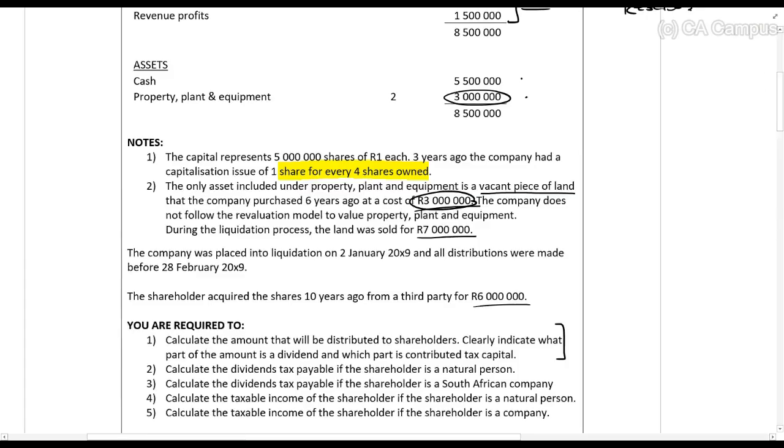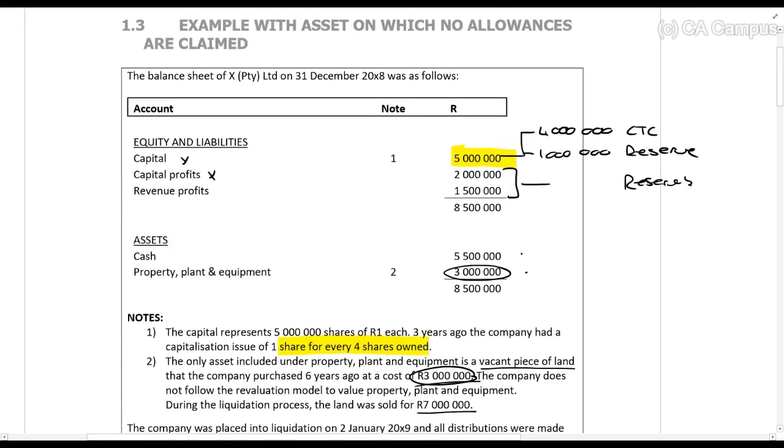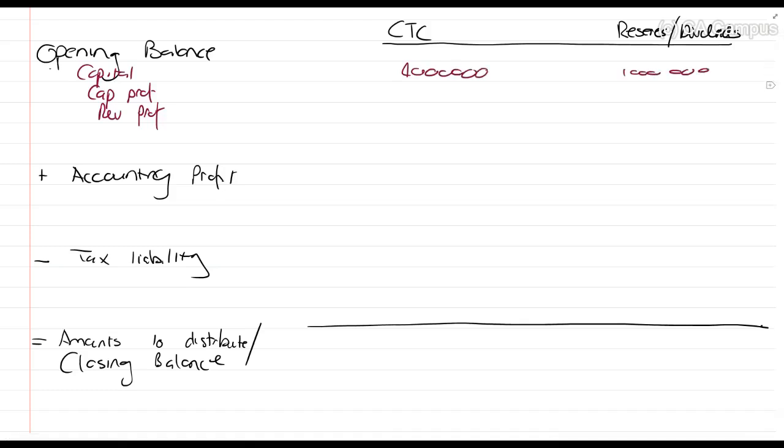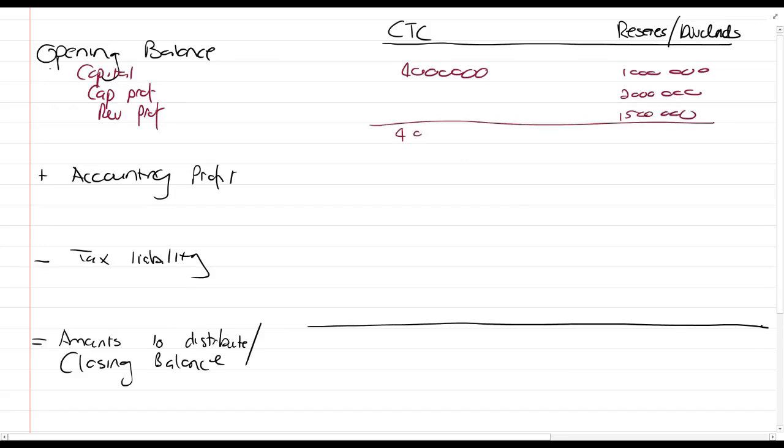Now guys, I'm going to just do it very quick. It's capital profits and revenue profits. I don't want to waste time with that. Capital profits: 4 million rands in CTC and 1 million rands into reserves. Revenue profits, 2 million and 1.5 million. Okay, just up to there. So that's our opening balance. Normal, refer to the previous examples, please, guys, if that seems strange.